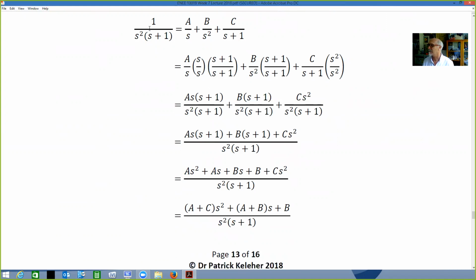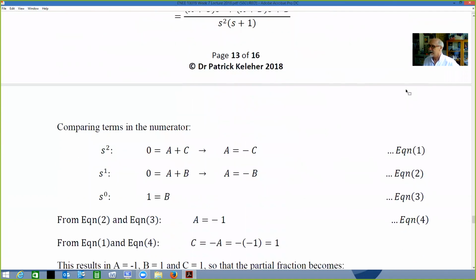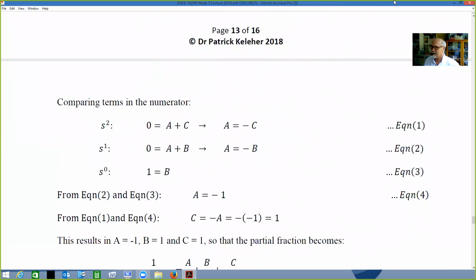And what we can do is start looking at the coefficients in the numerator. So when we do that, for the S squared terms, we don't have any S squareds in the numerator. So that's going to be 0 equals A plus C. So straight away we can get an expression for A. And if we look at the S1 terms, that's 0 again. There's no S1 terms. So that's 0 equals A plus B. So A equals negative B. And finally, S to the 0 equals 1, because that is the only value we've got on the numerator. And of course, S to the 0 is 1. So therefore that equals the B term.